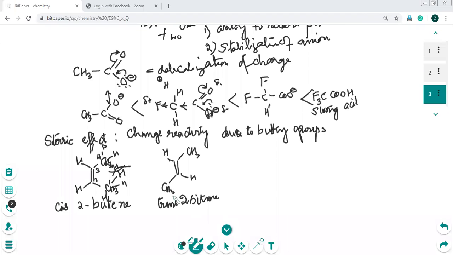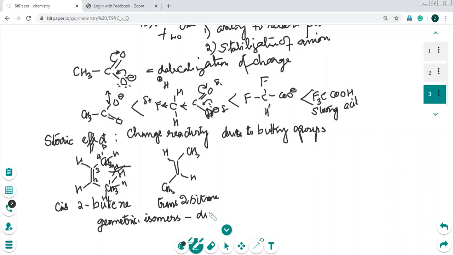Okay. So we were talking about the steric effect, that is bulkiness of the group. You can see here, we have written cis-2-butene and trans-2-butene. These two compounds are geometric isomers. And you know what are geometric isomers? They have different structures due to the inability to rotate around the double bonds.